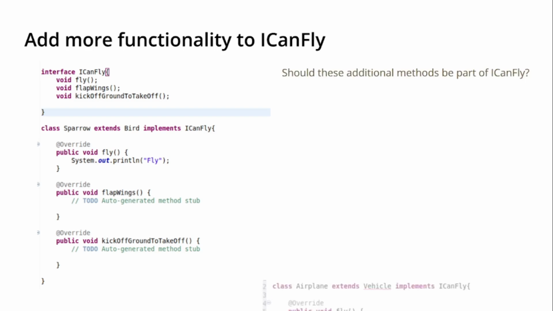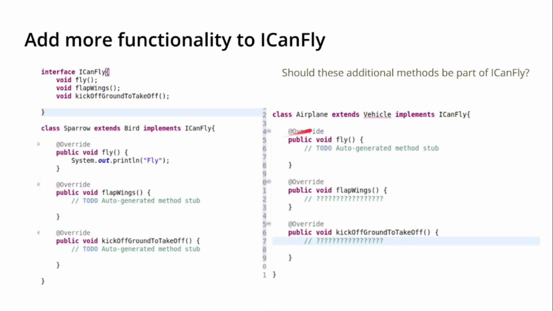Okay. So I've created a class which is extending Vehicle and implements ICanFly, because we needed a fly behavior here. But flapWings and kickOffGroundToTakeOff, these functionalities do not make sense for an airplane, because flapping wings only a bird with wings can do. Kicking off the ground to take off, again only a bird will do, right? So now these are extra functionalities here, and we cannot throw an exception here like we discussed earlier, which will violate the Liskov substitution principle.